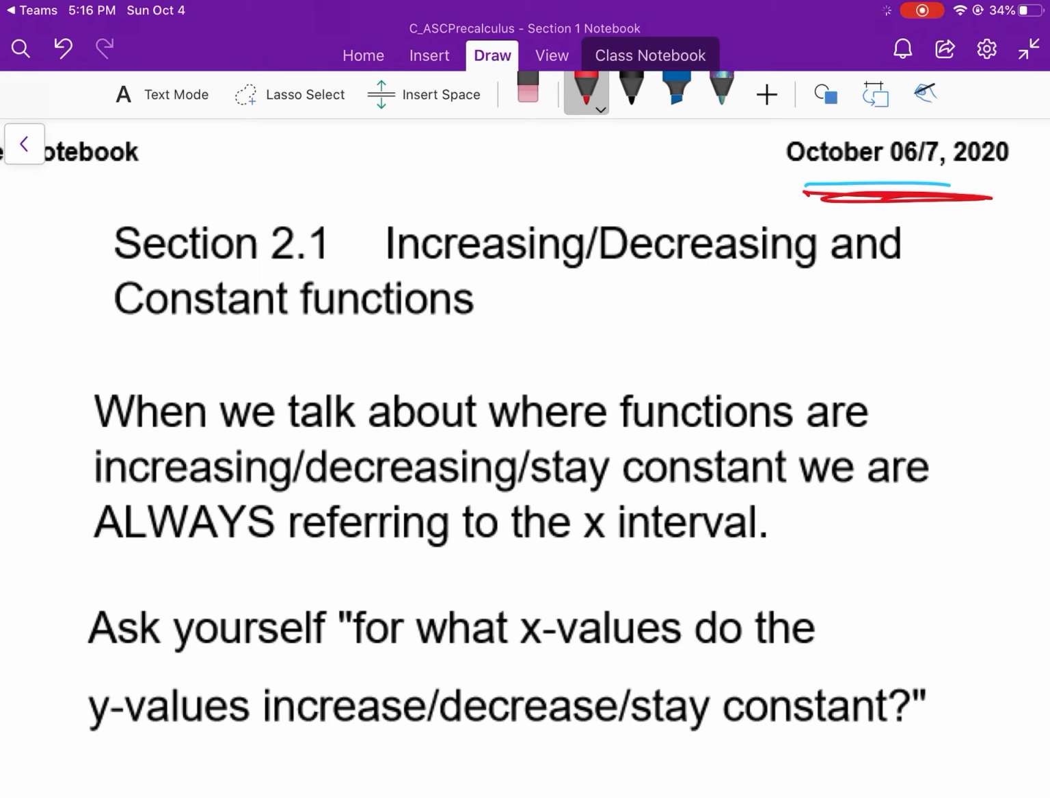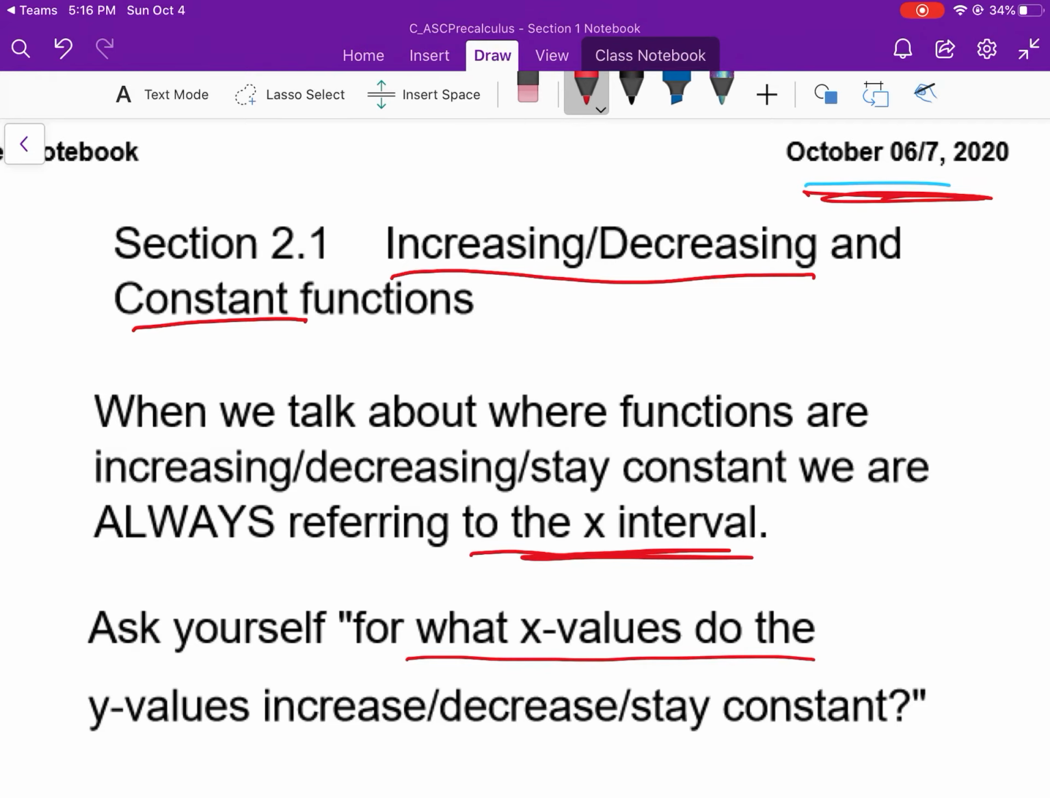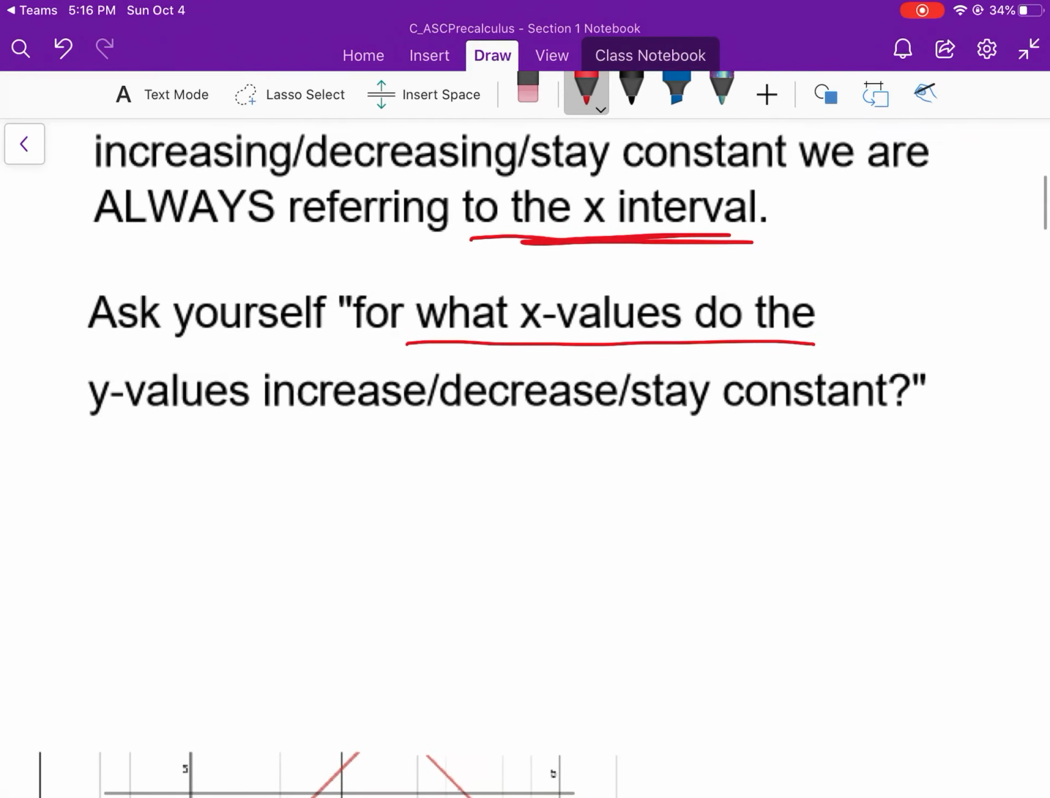All right, so we talk about increasing, decreasing, and constant functions. Now I'm going to read these words to you because I think they're important. When we talk about where the functions are increasing or decreasing or constant, we're always referring to the x interval. We look at the y values, but we're looking out for what x interval, for what x values do the y values increase or decrease, okay?